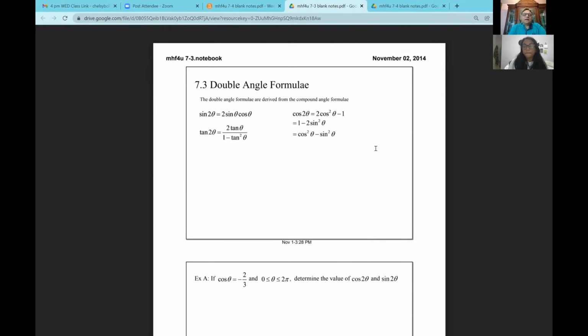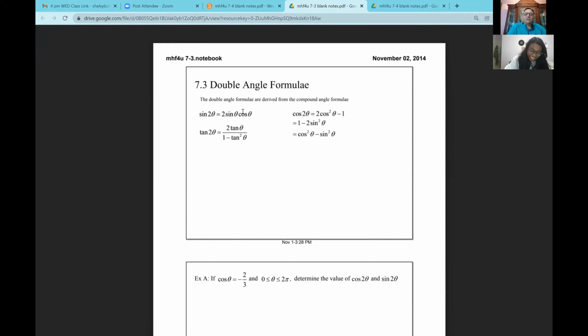Double angle formula. Sine 2 theta equals 2 sine theta cos theta. Tan 2 theta is 2 tan theta over 1 minus tan square theta. Cos 2 theta is 2 cos square theta minus 1, 1 minus 2 sine square theta, and cos square theta minus sine square theta. Do you remember these formulae? Luckily for our test, it's not needed for memorization. She's giving us a formula sheet. Okay, very good. So we'll begin from here.